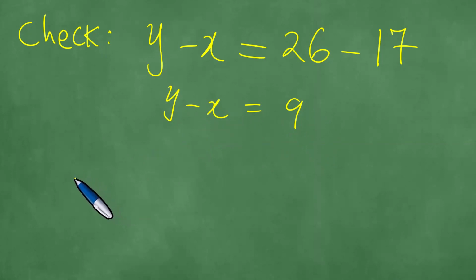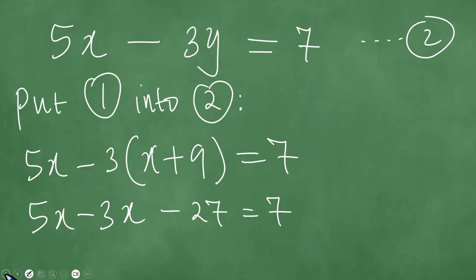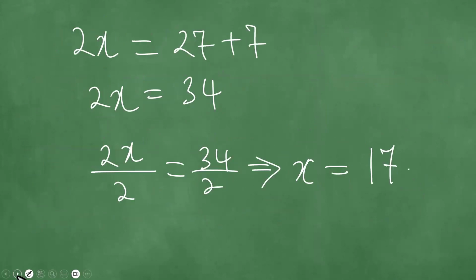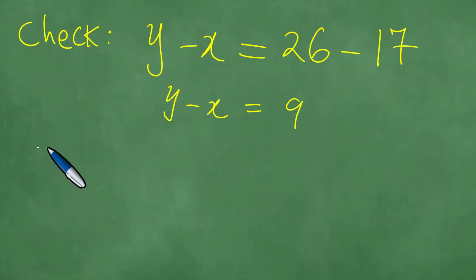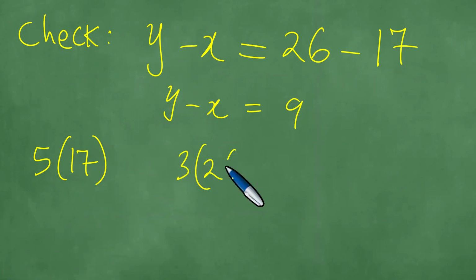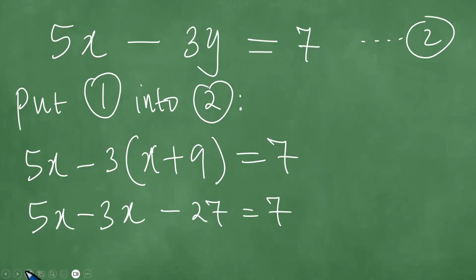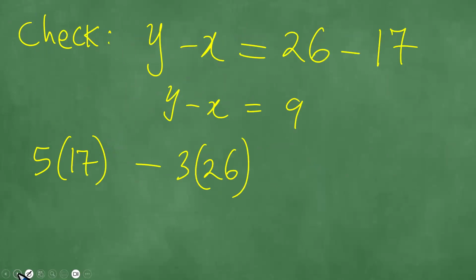And then we proceed to say, according to this instruction here, 5 times the smaller is 7 more than 3 times the larger. So you're going to do 5 times the smaller, which is 17, and you compare with 3 times the larger, which is 26. And we are told that the difference here is actually 7. Let us check if this is going to be 7.